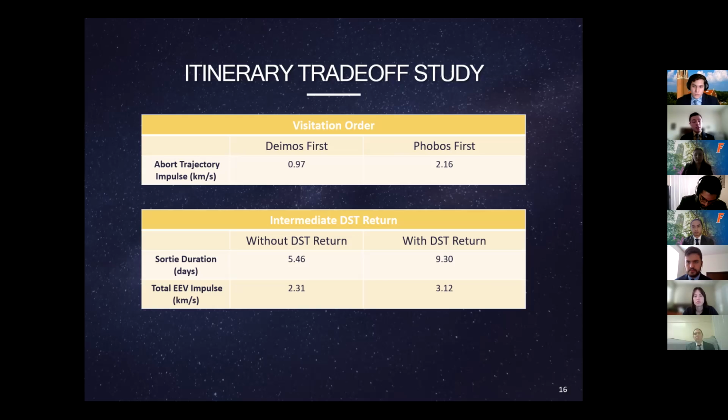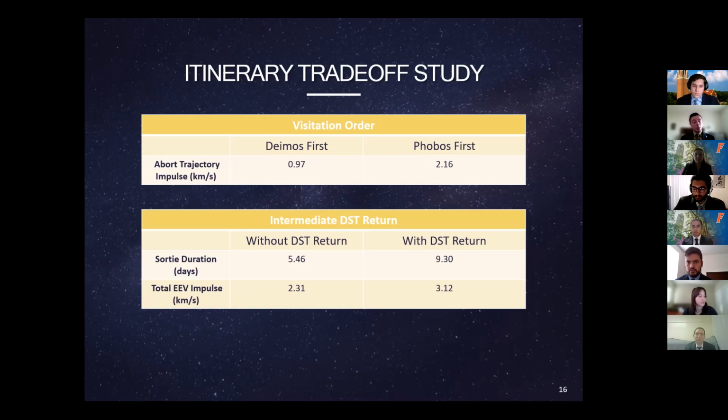The other major trade study was whether or not to perform an intermediate DST return. So whether to return to the DST in between Phobos and Deimos. We made this decision based on 2 parameters. The first being how it would affect the sortie duration. The second being the total EEV impulse. So we want to minimize the sortie duration because that means we would need to pack less consumables and less life support related things and decrease the mass that way if we minimize that. And then minimizing the EEV impulse would allow us to minimize fuel and the associated mass and cost.